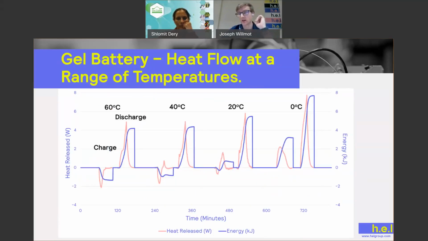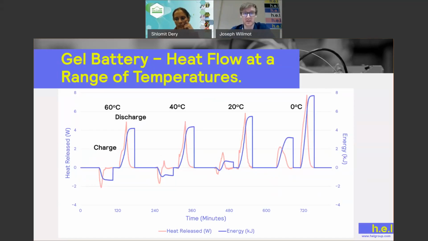If we compare the current heat power against the baseline, we therefore get the heat flow of the cell. And this is what the heat released in pink is in this graph here. We then integrate the area underneath these peaks to accumulate the total energy of either the charging or discharging process.